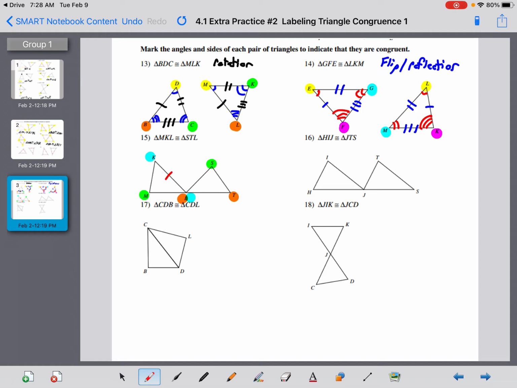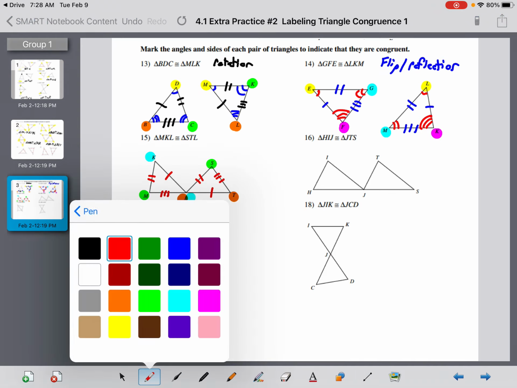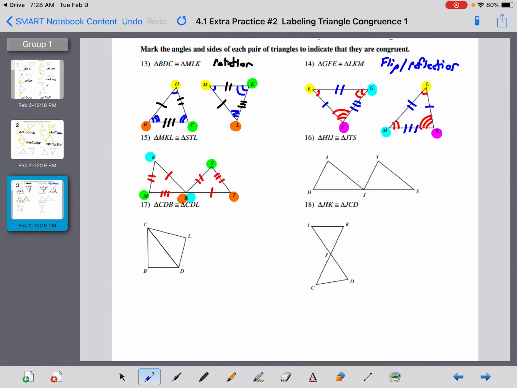So from blue to orange, I'm gonna put 1 tick mark. From blue to green, I'll put 2 tick marks. And from green to orange, I'll put 3 tick marks. 1 and 1, 2 and 2, and 3 and 3.